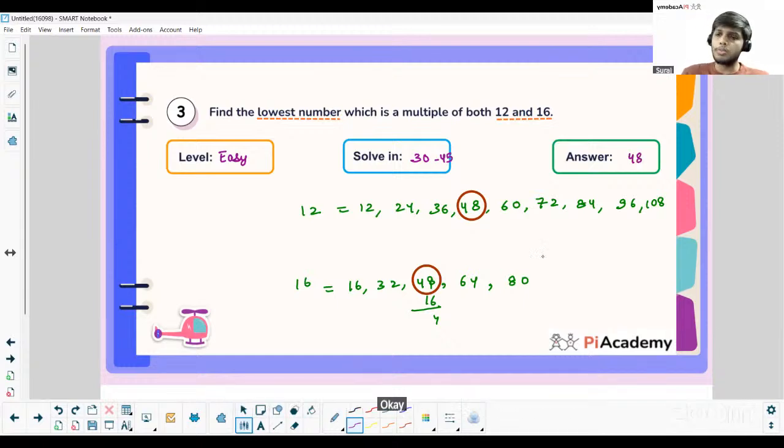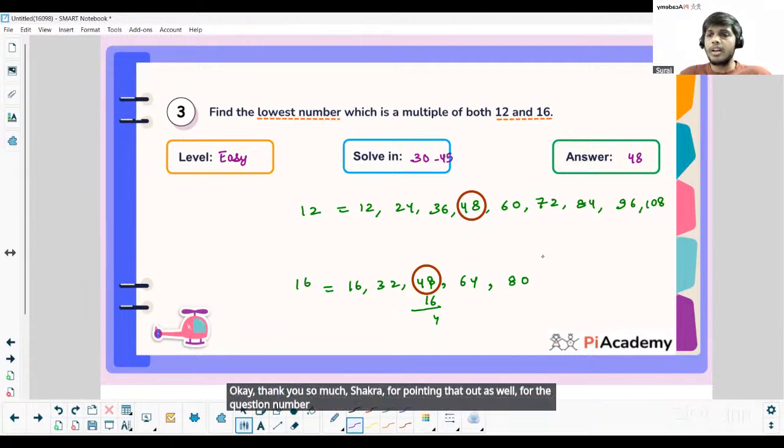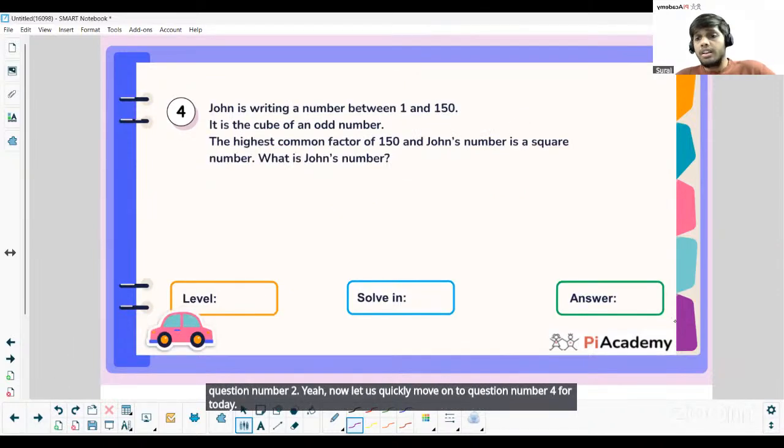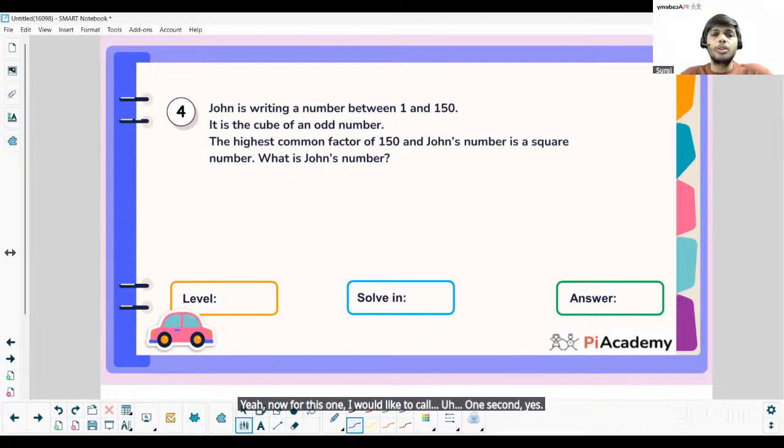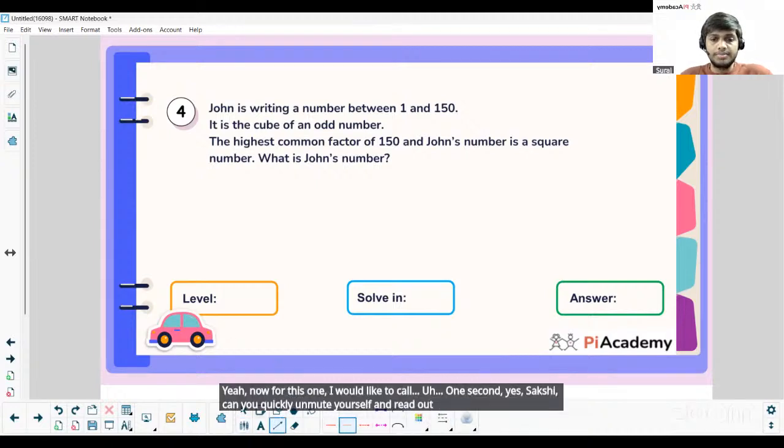Okay. Thank you so much, Shukrat, for pointing that out as well for question number 2. Now let us quickly move on to question number 4 for today. For this one, I would like to call Sakshi. Can you quickly unmute yourself and read out the question for the class?